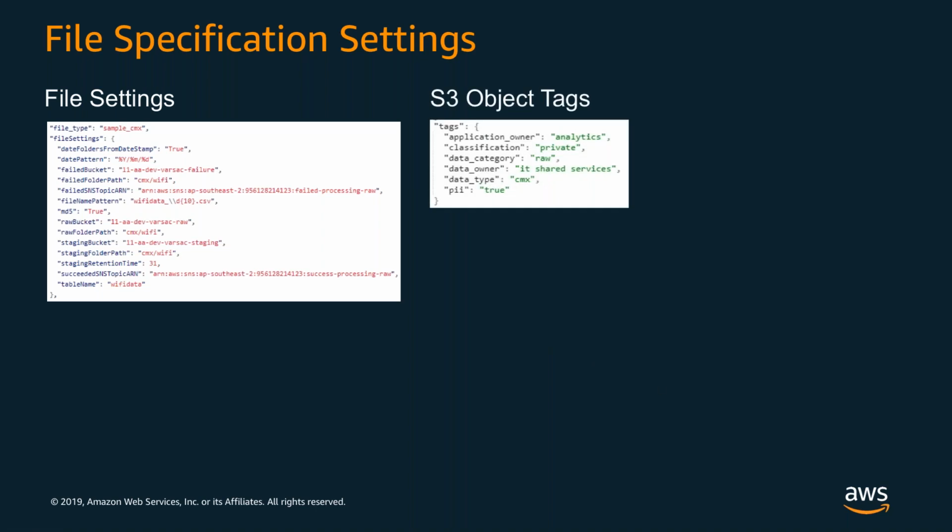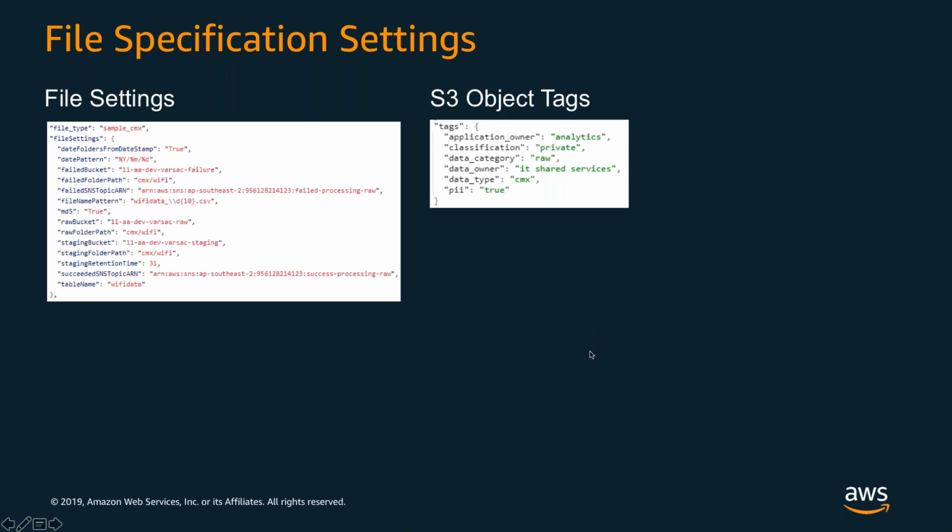Next are the object tags, those security tags I mentioned earlier, which are used for applying security to the S3 object. As you can see, we've included some examples like data classification, data owner. However, you can create up to 10 of your own key value pairs to use as S3 object tags.